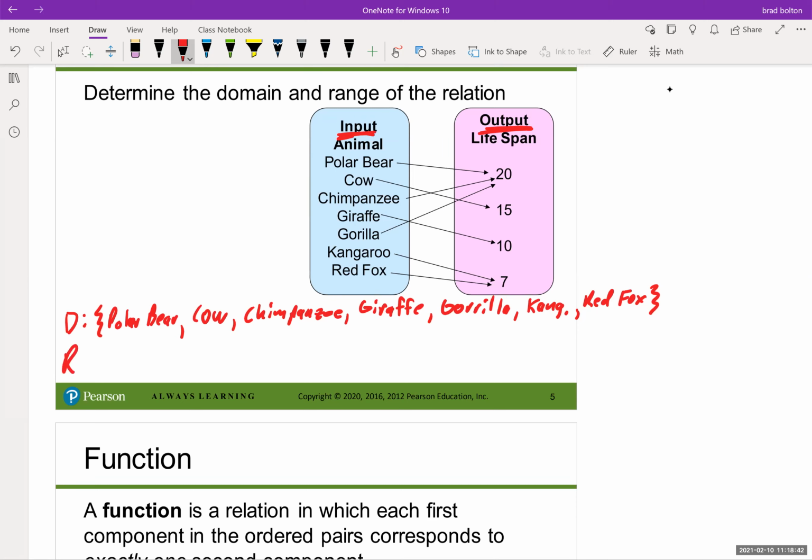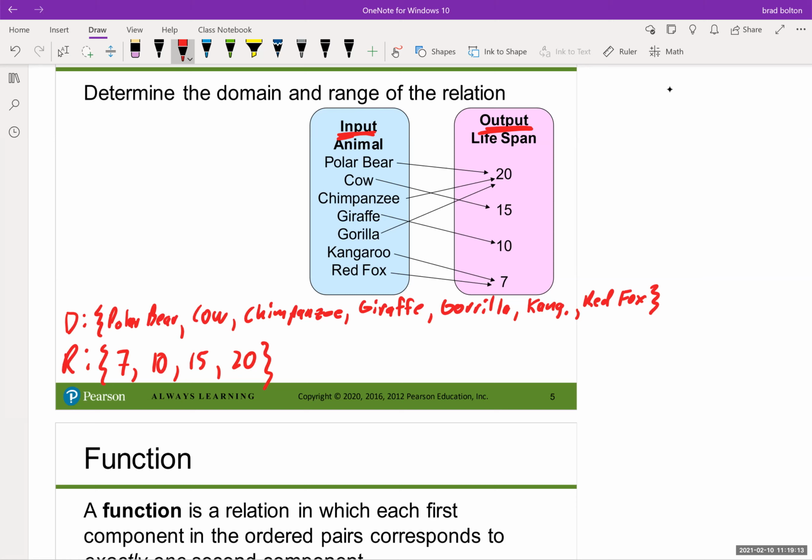Now we're going to do our range. Now range is represented by the lifespans. So let's see here. What are our ranges? 7, 10, 15, and 20. So what this is saying is that there is a polar bear, a chimpanzee, and a gorilla all live to be about 20 years. A cow lives to be about 15, a giraffe lives to be about 10, and a kangaroo and a red fox live to be about 7.